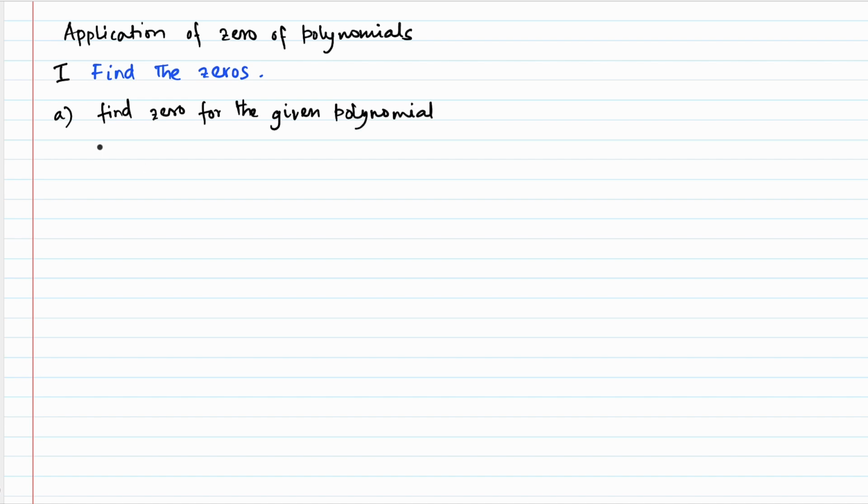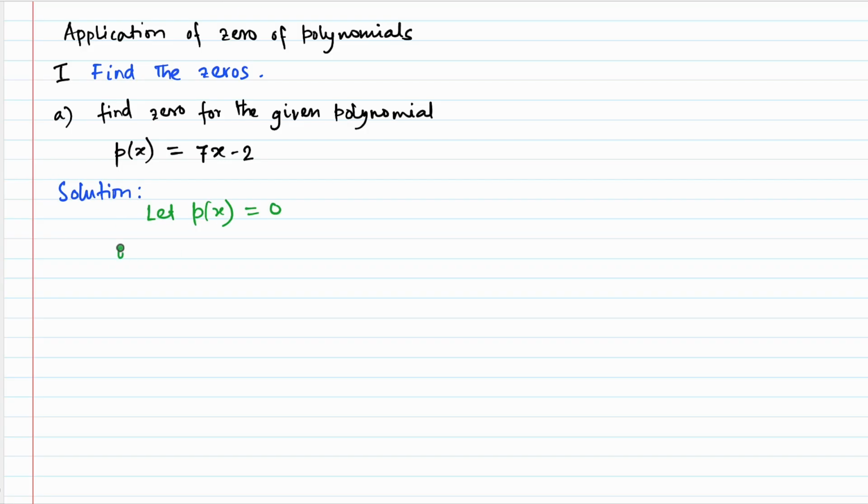We have learned what is zero of a polynomial, and now we will try to apply it to solve different problems. So number 1, find the zeros. Here we will consider the most simple problem that is going to come. Maybe it can come as an objective or MCQ problem. So we will be considering the linear polynomial.